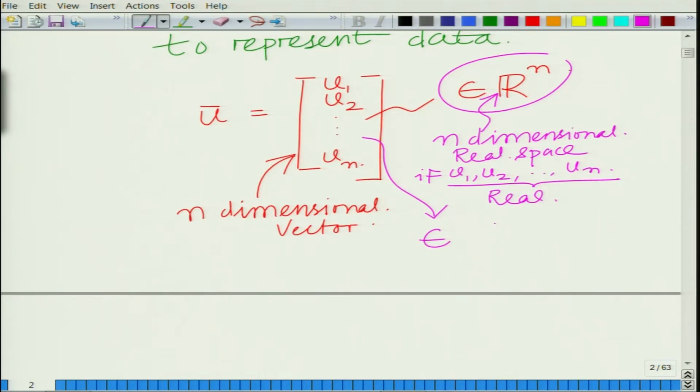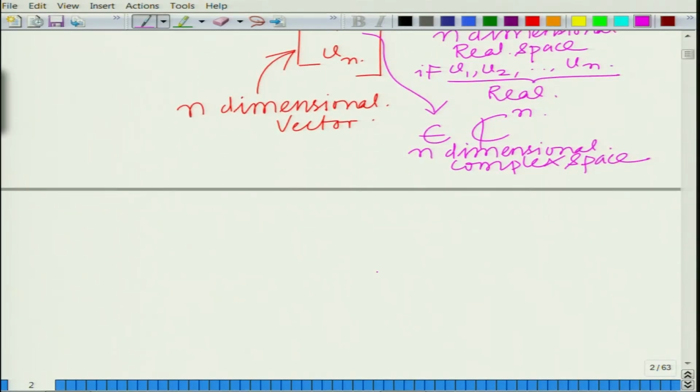else this belongs to the n dimensional complex space, if your u1 u2 un are complex. So, you have the n dimensional vector u bar, if u1 u2 un are real, then this belongs to the n dimensional real space. If u1 u2 un are complex, this belongs to the n dimensional complex space, alright.